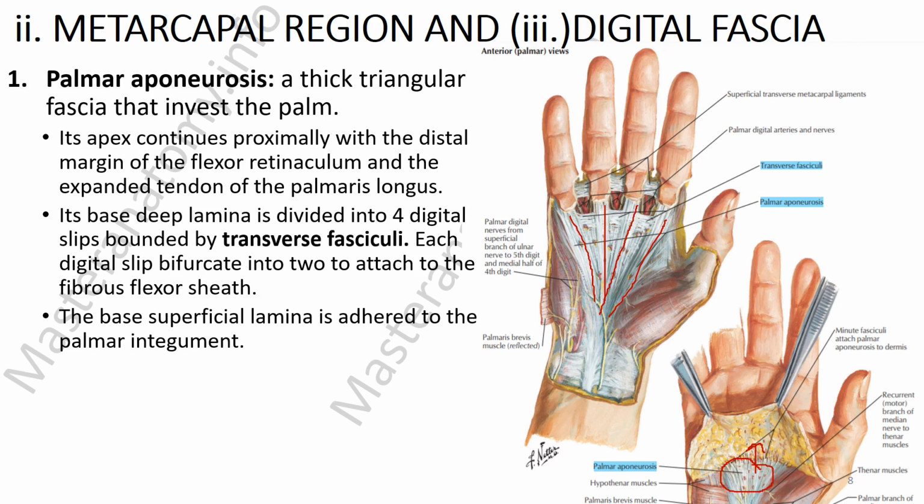on its distal course. Now this is the apex of the triangle and this is the base of the triangle. So on its distal course, it forms the digital slips, which are bound together by the transverse fasciculi. This is the transverse fasciculi.